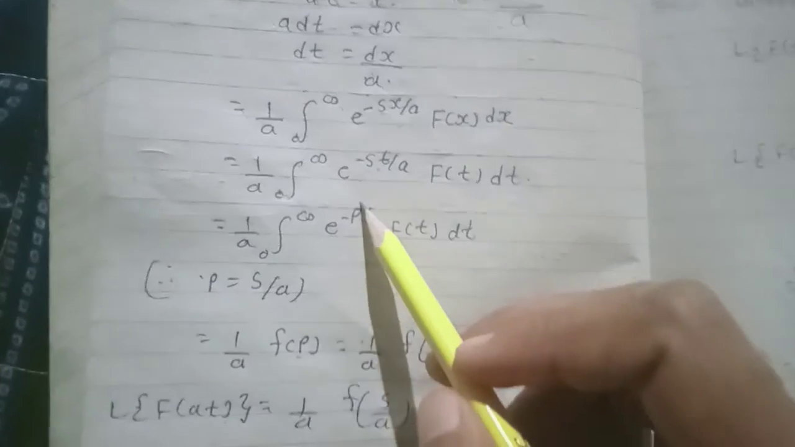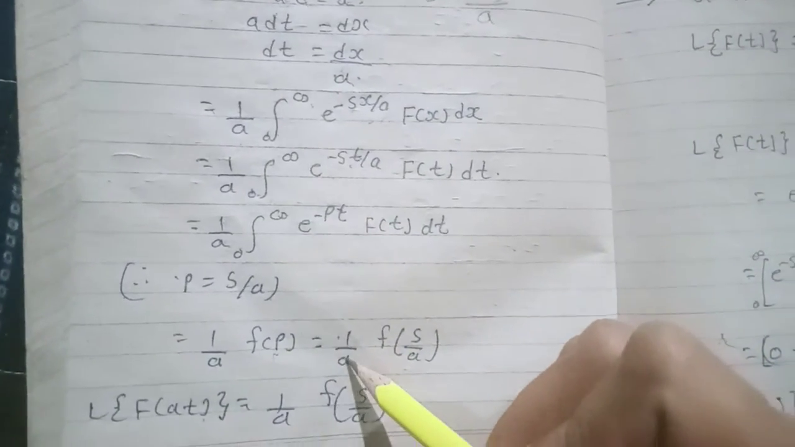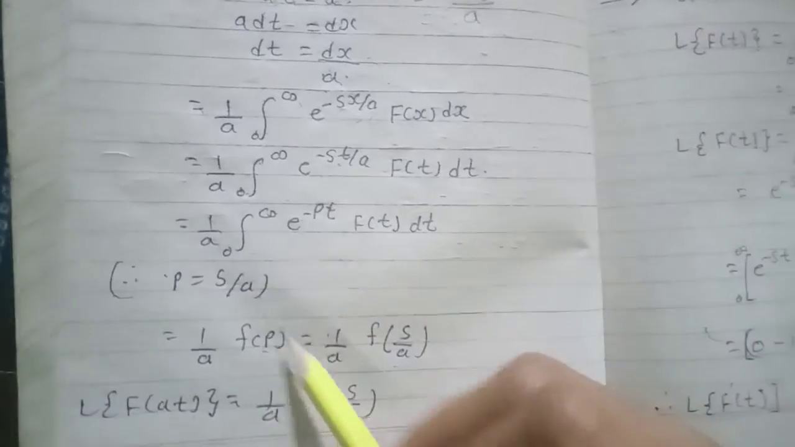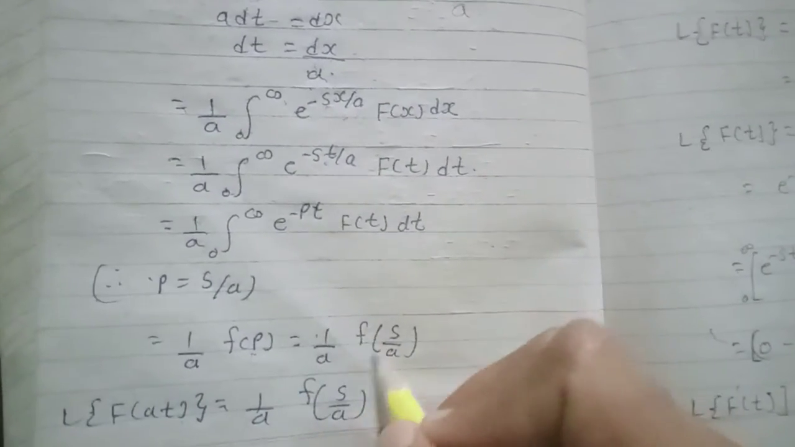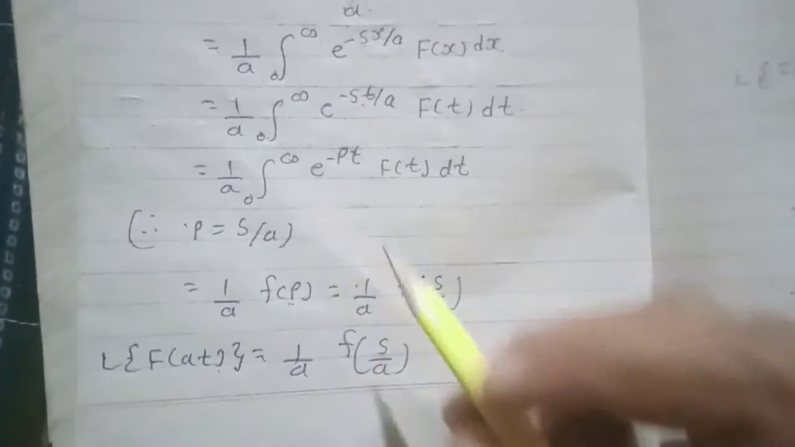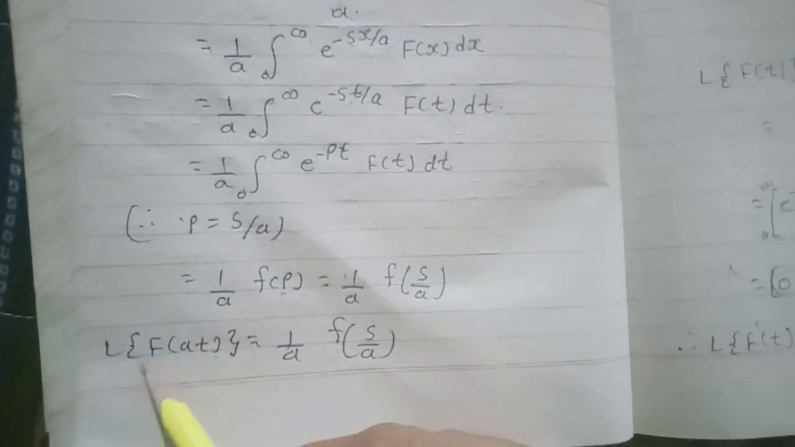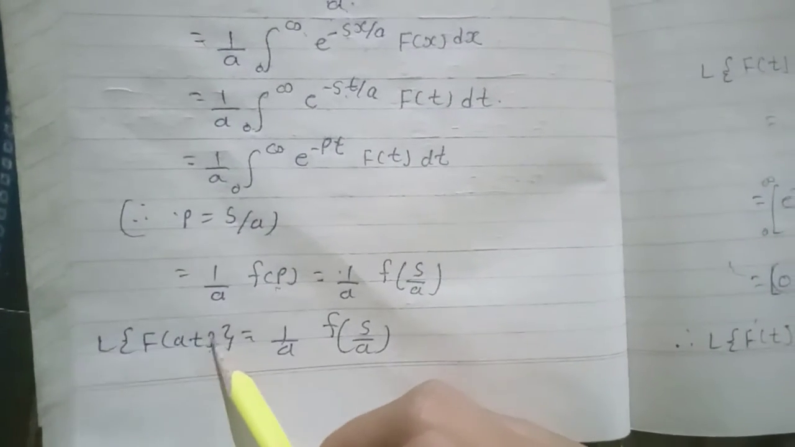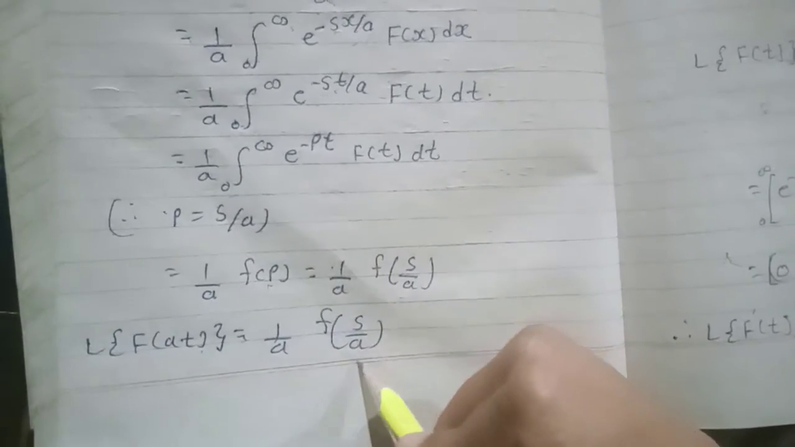So F of p, where p is s upon a. So 1 upon a F of s upon a. So our change of scale property is proved. That is, the Laplace transform of f of a t is equal to 1 upon a F of s upon a.